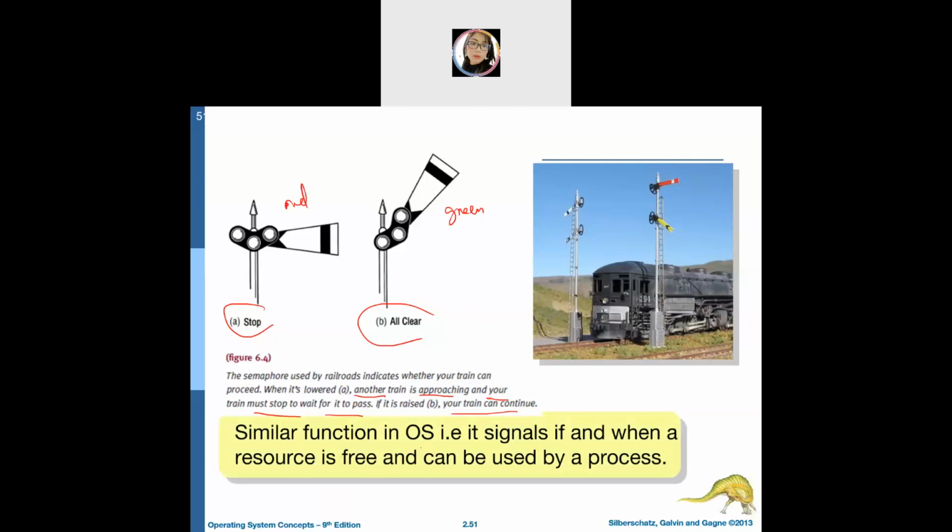There is a similar function in our OS. It signals when a resource is free and can be used by a process. Similarly, in our daily activities, as in this example of the design, it is how we trigger information for our process or operating system, so that we know whether a process can proceed or not.